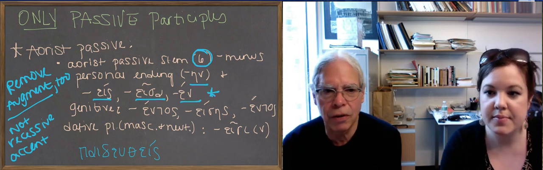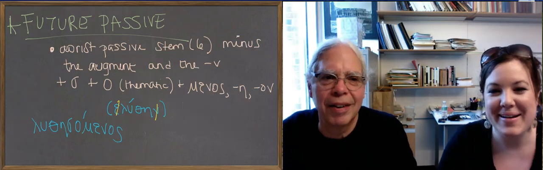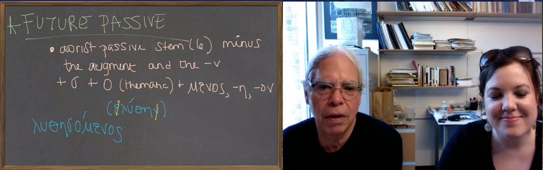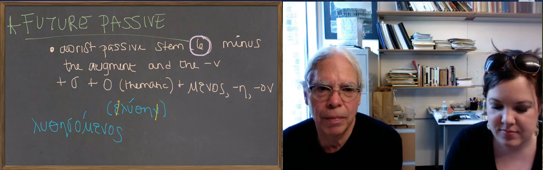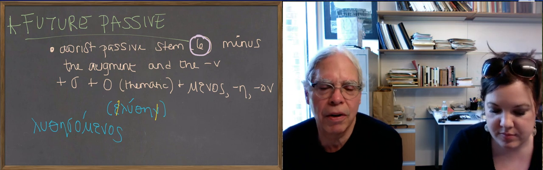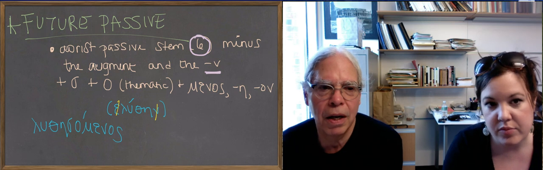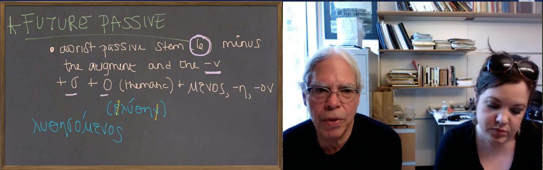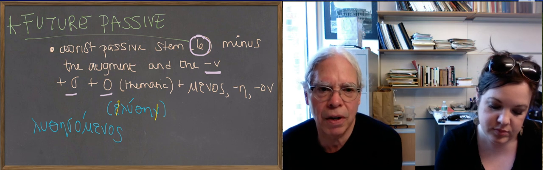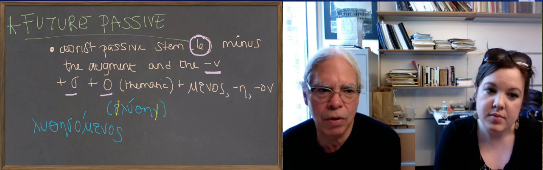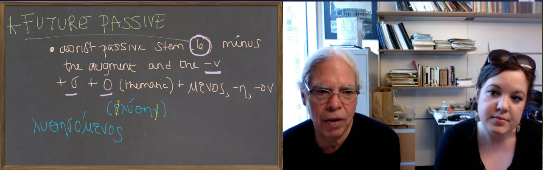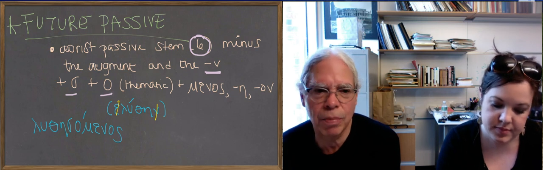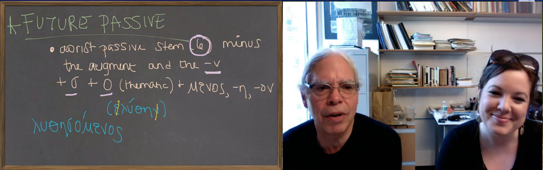Okay, now we're going to look at the future participle. So now we're looking at the future passive forms, and with them you also begin with the last principal part, the aorist passive form, number 6, minus the augment, okay, and the nu that's part of that form. And what you do is you add an s, which is a sign of futureness, the o thematic vowel, which is the thematic vowel for participles, and then the suffix -menos, -mene, -menon. So again, these future passive forms have the sign of the future, and then they have what look like middle endings, whereas the aorist passive ones have active endings. It's mind-boggling.